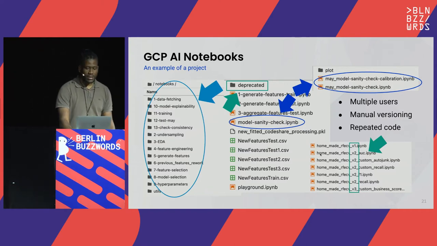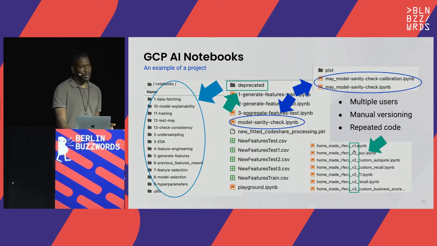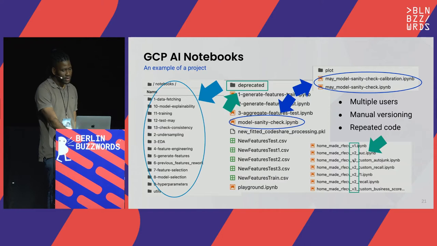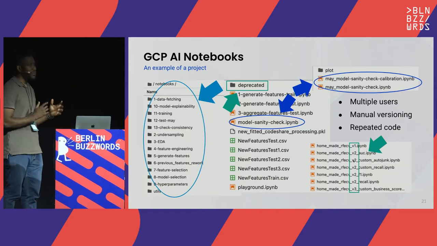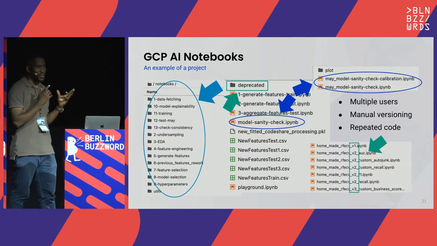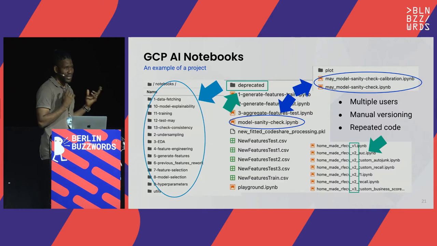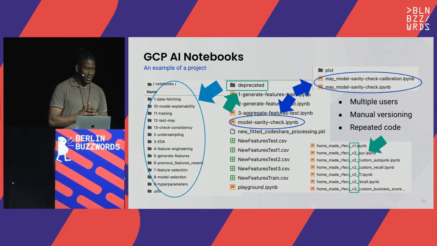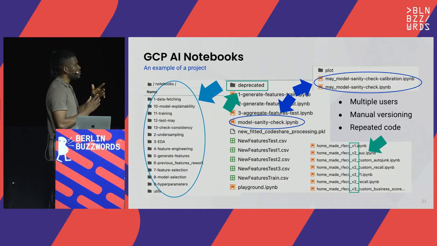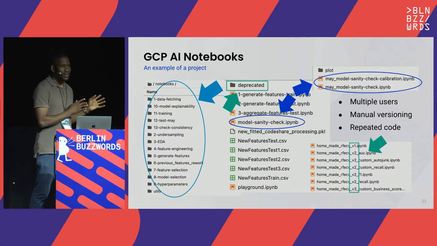But you can also notice that we have a lot of manual versioning. For one file, you have V1, V2, etc., etc. This is because we are multiple users on the virtual machine and also working at the same time. Everything works like anyone wants. And we have a lot of manual versioning, also repeated code. So it's very tricky to work like that.